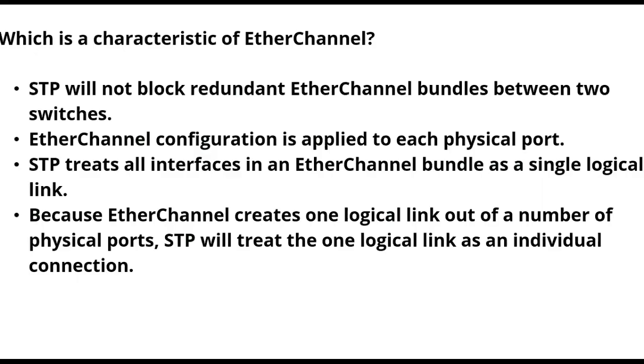Here are the characteristics of EtherChannel. Spanning tree protocol will not be blocking redundant EtherChannel bundles between the two switches, and EtherChannel configuration is applied to each physical port. What spanning tree protocol does is make sure that there are no loops in our network. When you observe a port going down into blocking state, that means it's preventing a loop in our topology. But since in EtherChannel you will be creating one single logical link out of a number of physical ports, spanning tree protocol will treat the one logical link as a single individual connection.